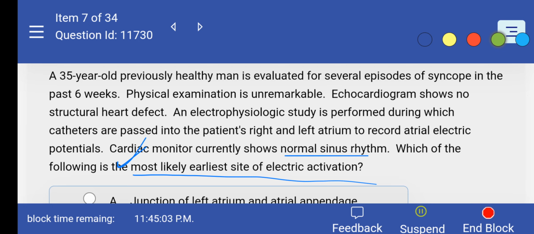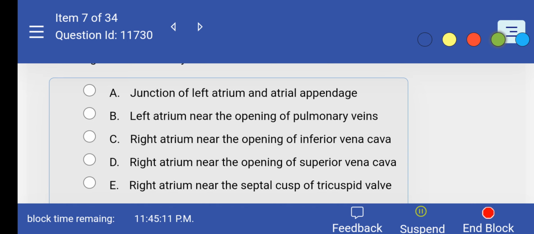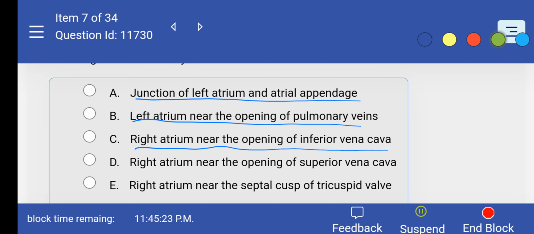Let us see. Option A is the junction of the left atrium and the atrial appendages. Then we have option B, left atrium near the opening of the pulmonary veins. Then option C, right atrium near the opening of the inferior vena cava. Then option D, right atrium near the opening of the superior vena cava. Then we have option E, right atrium near the septal cusp of the tricuspid valve. Pause it and give the answer.